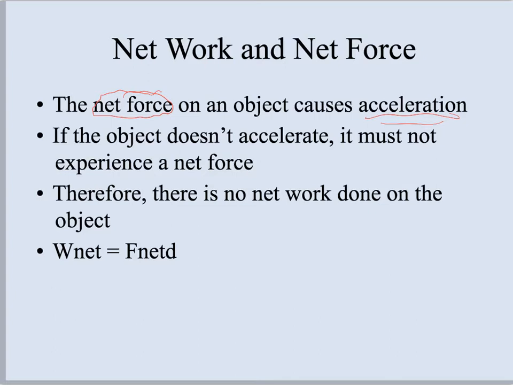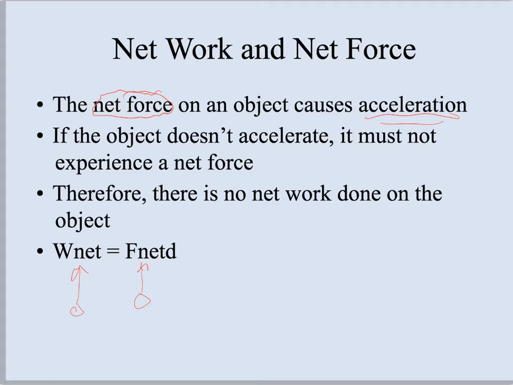If I'm pushing a sled at a constant velocity, I'm doing work on the sled. Friction's doing work on the sled, but the net work is 0 because the net force is 0. Why is the net force 0? Because if I'm pushing a sled at constant velocity, the sled is not accelerating. And again, if you don't have acceleration, you don't have net force. And if you don't have net force, you can't have net work. So anytime the net force is 0, then the net work has to be 0. Again, that doesn't mean there's no work being done. It just means the overall net work is 0.